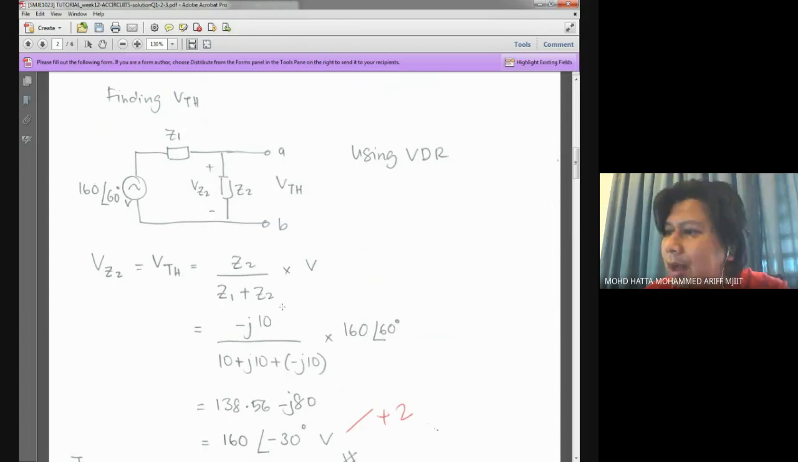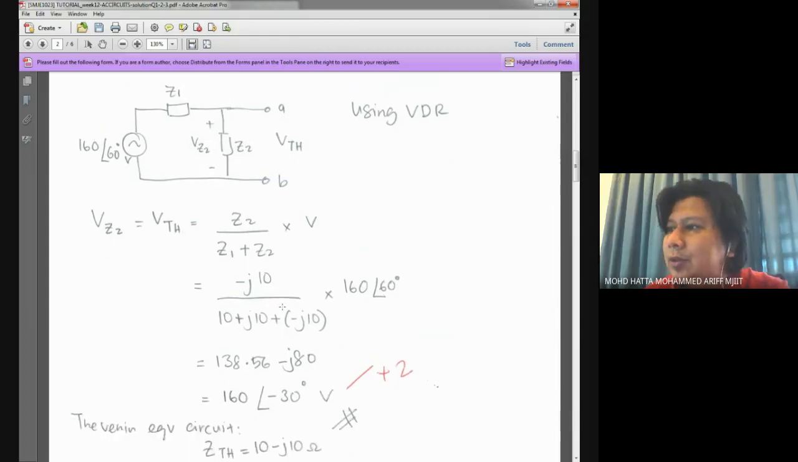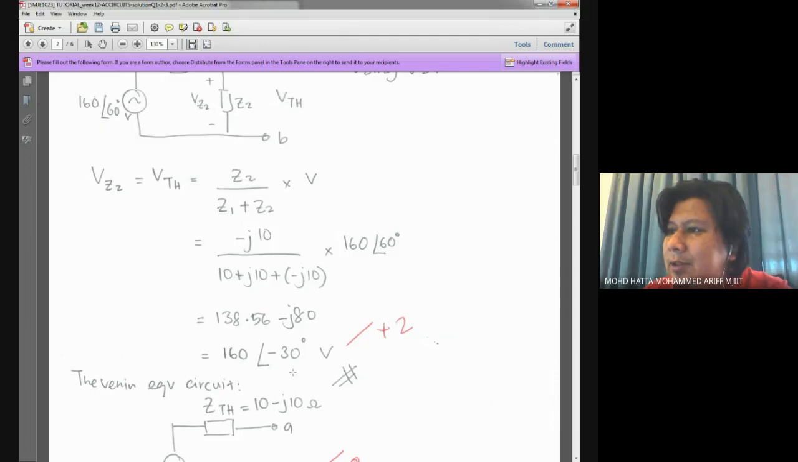So here, I apply the voltage divider rule. And the voltage divider rule says, if I would like to get the voltage value across Z2, the equation should be Z2 divided by Z1 plus Z2 times the voltage from the source. And here is my answer, which is 160 with the angle of negative 30 volts.